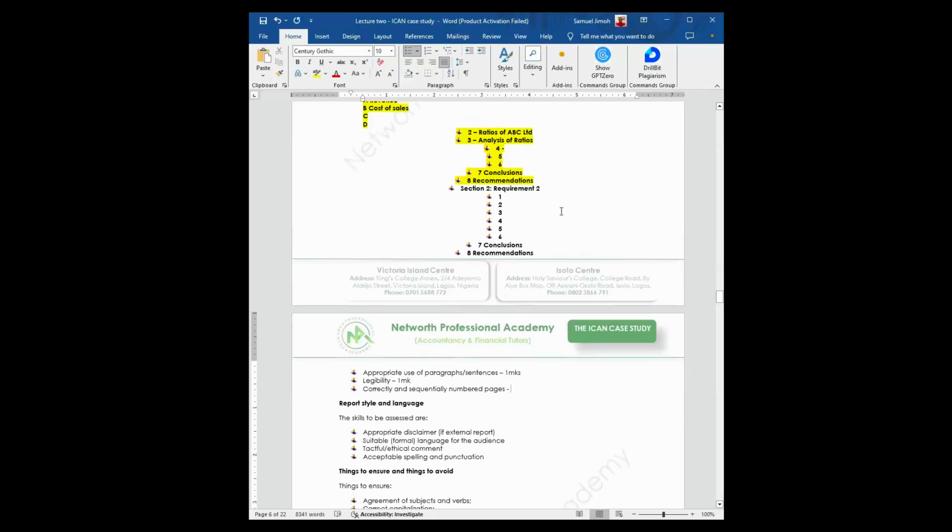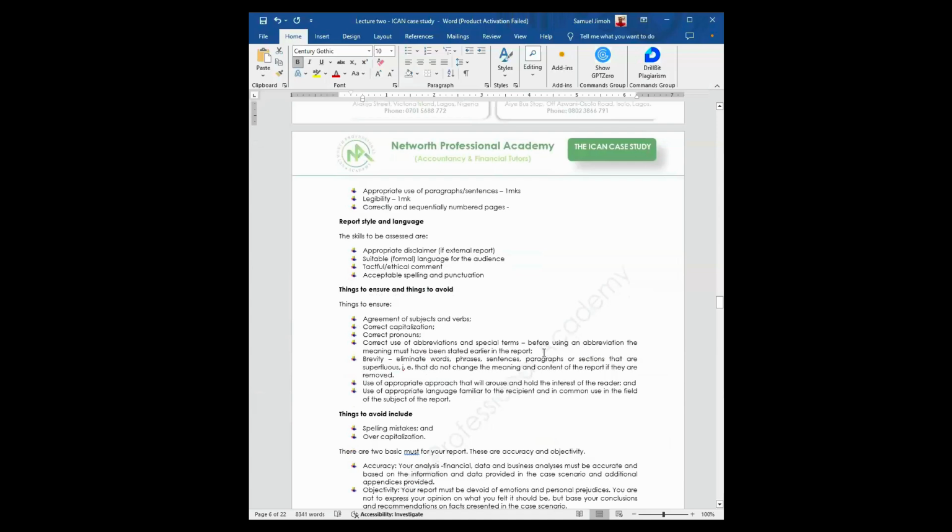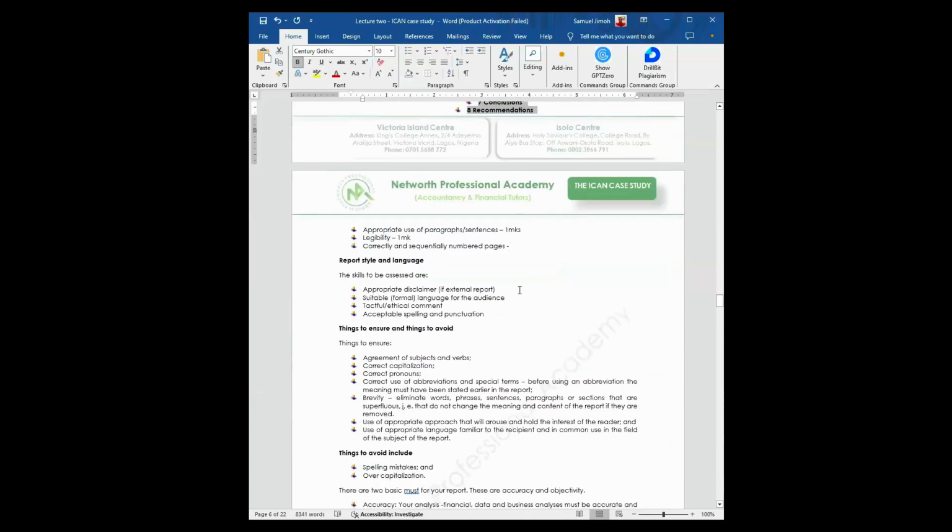So here is your report. What we are saying is that the answer booklet that you use, though many students have said that it is usually numbered, the pages on which you write your own report, please number them 1 to whatever number it ends. You should number the pages of your report. There is 1 mark for that.